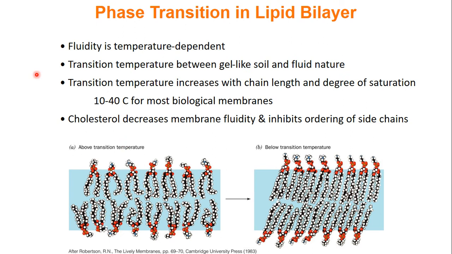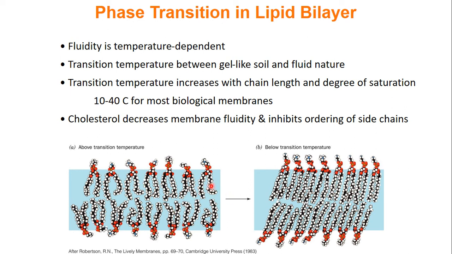Now, the lipid bilayer has two phases it can be in, and this is temperature dependent. So you can have your more gel-like solid phase and your fluid phase. And the temperature at which you switch between these two phases, we call that the transition temperature. And this transition temperature is based on what type of lipid you have inside your membrane. So the longer the tail, the higher the transition temperature.